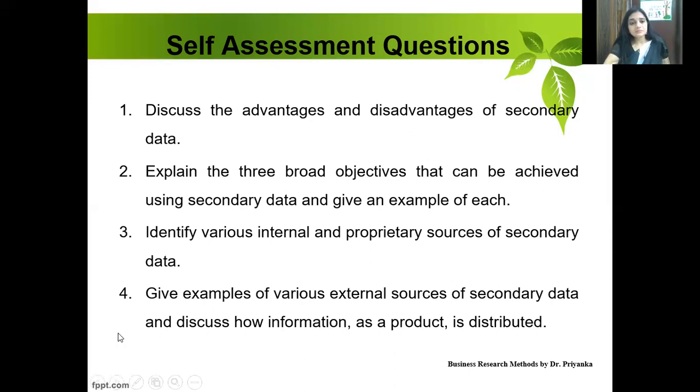Last is, give examples of various external sources of secondary data and discuss how information as a product is distributed. We discussed distribution channels as well in 2-3 slides, how we collect data traditionally, like you can collect data directly from the trading company, or you might get some intermediary in between as a library or something like that, right? So everything has been covered.